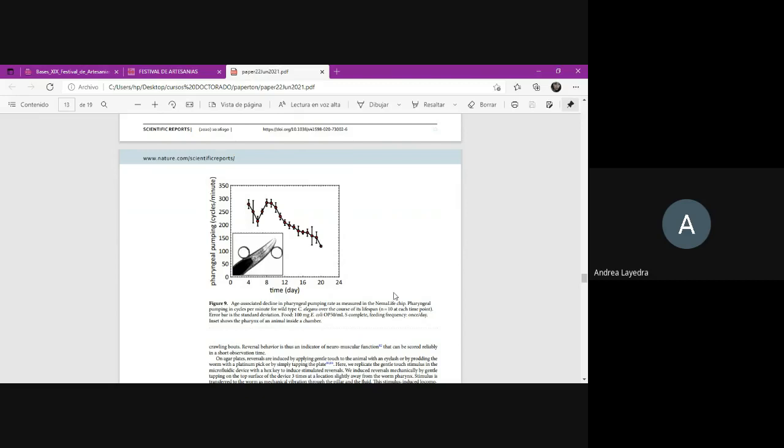In conclusion, the NemaLife chip is a simple, low-cost means of obtaining reliable physiological and lifespan data in aging worms and has significant potential both as a handheld device or as an automated platform.